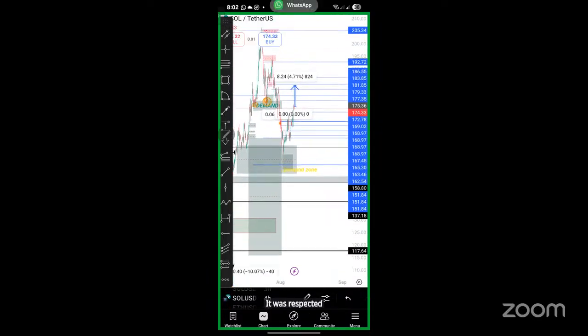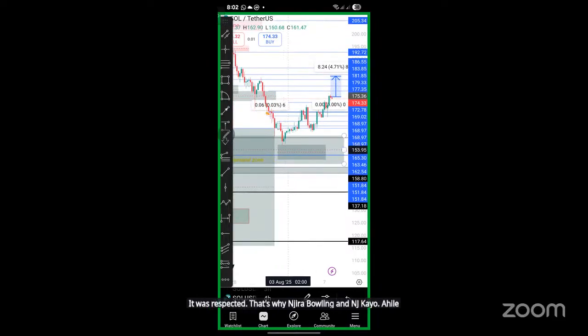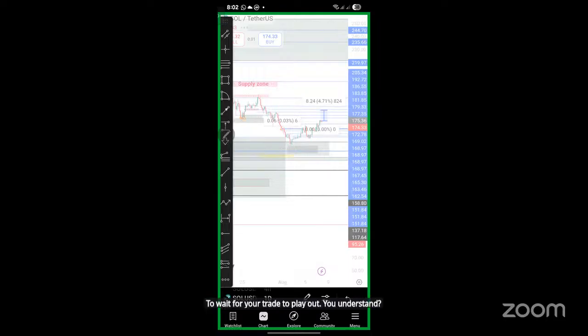That's why I label this area here. We call this waiting for your trade to play out. You understand? Until you buy from the demand zone.